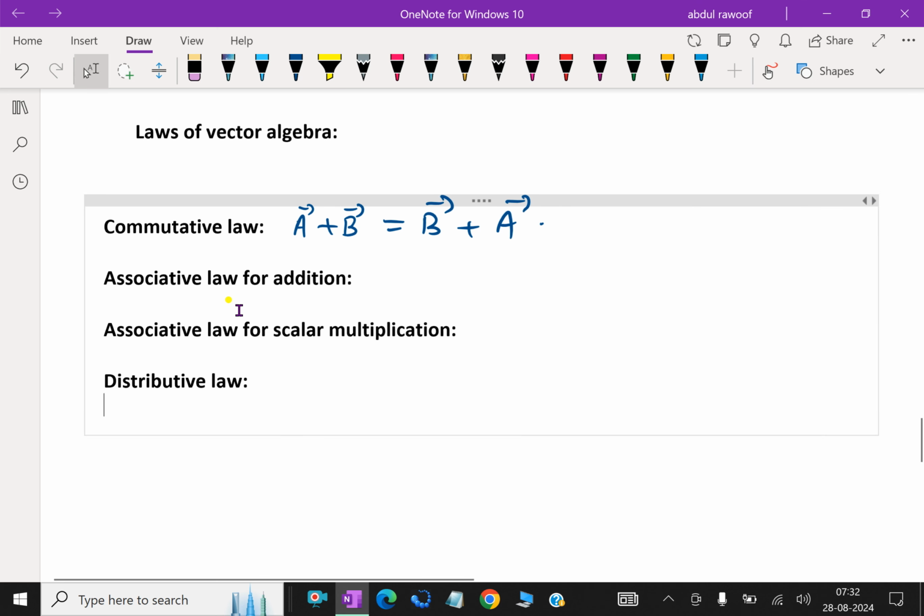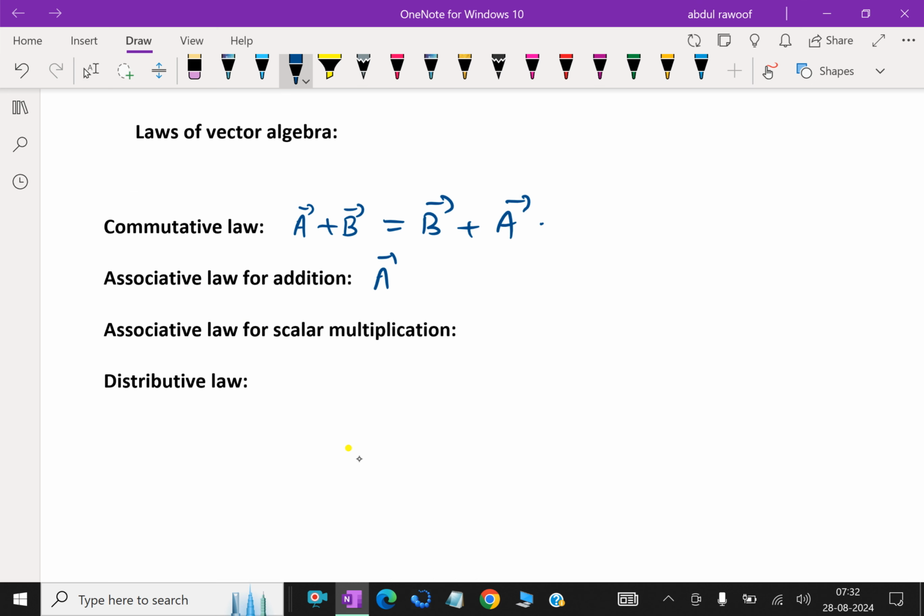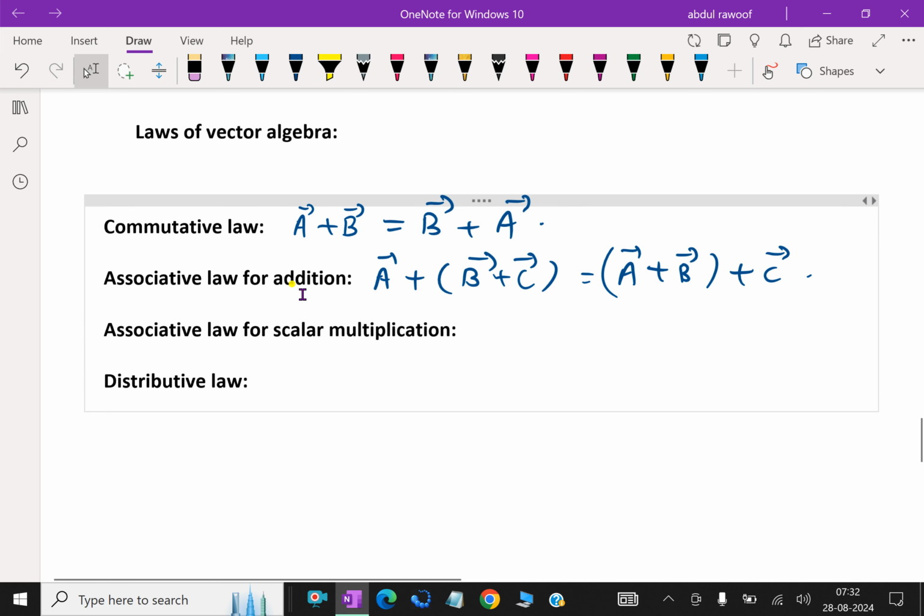Next, associative law for addition. Suppose we consider three vectors: vector A plus the sum of vector B plus vector C, which can be written as vector A added to vector B, then its sum is added with vector C. This is the associative law for addition of vectors. That is, vector A plus vector B plus vector C is equal to vector A plus vector B, then added with vector C.